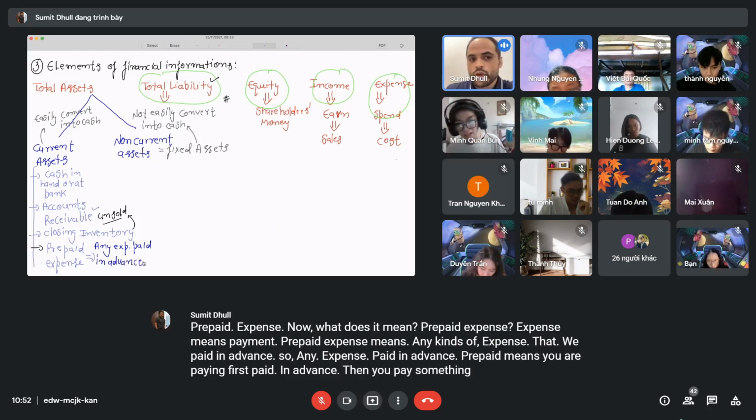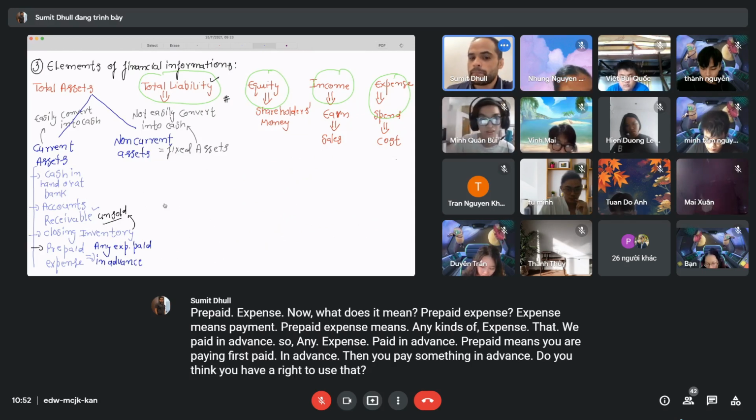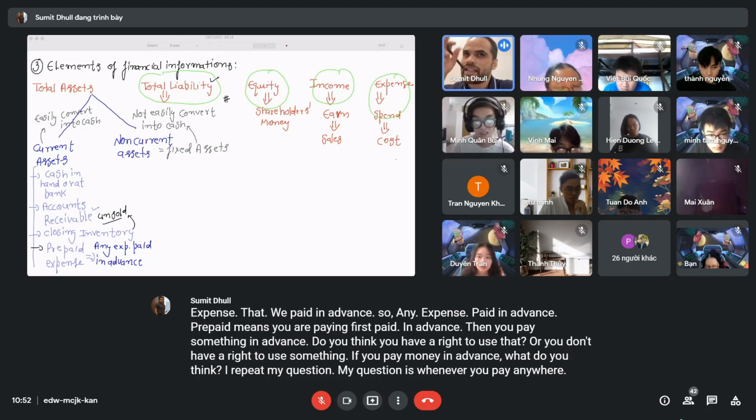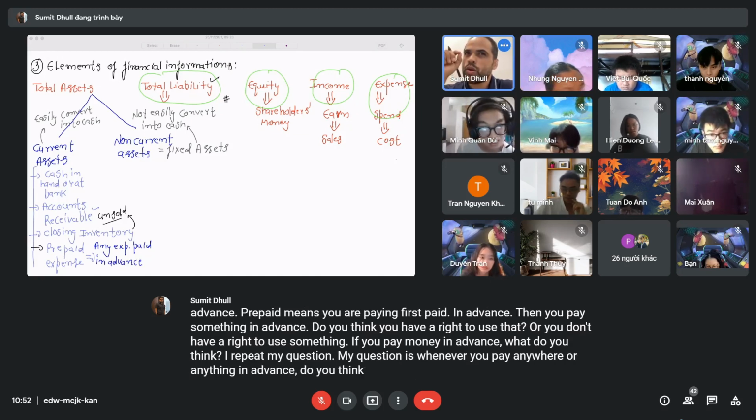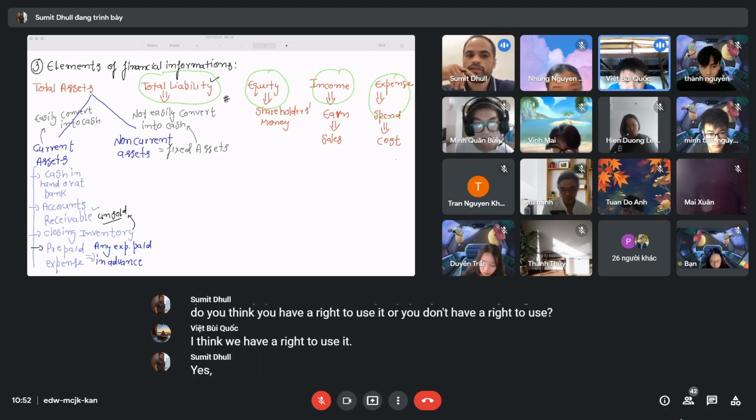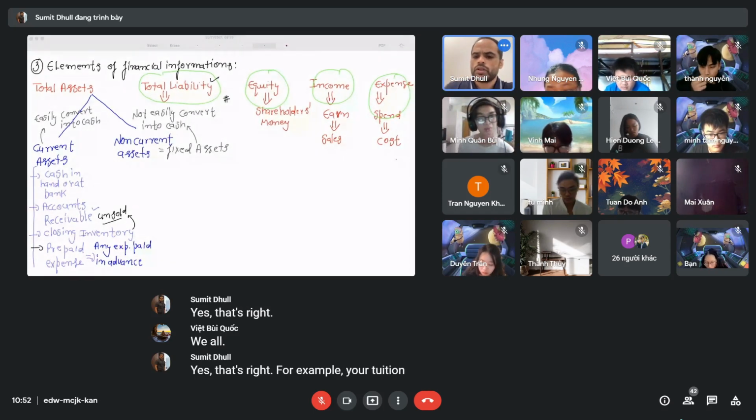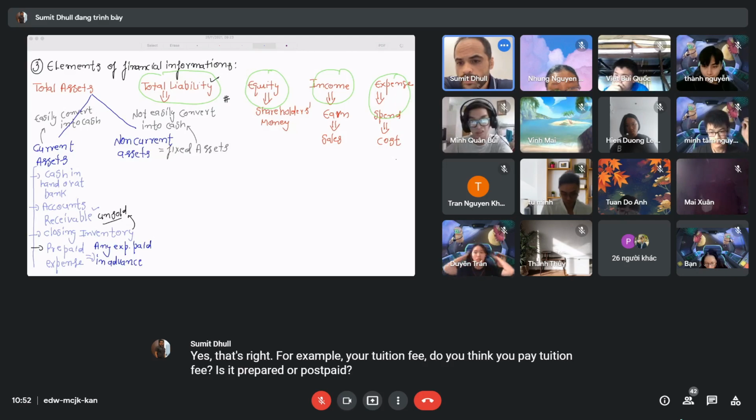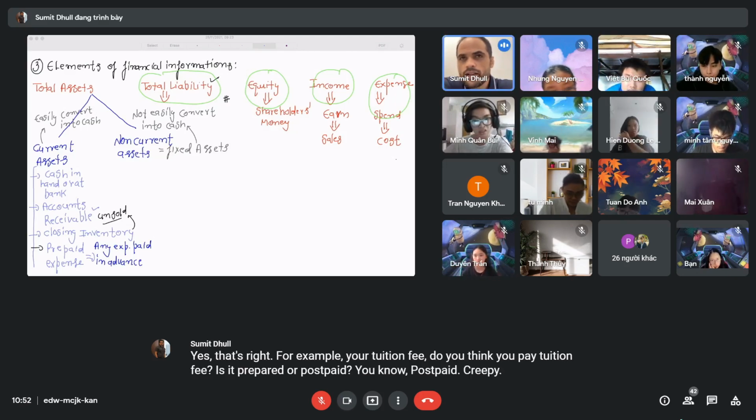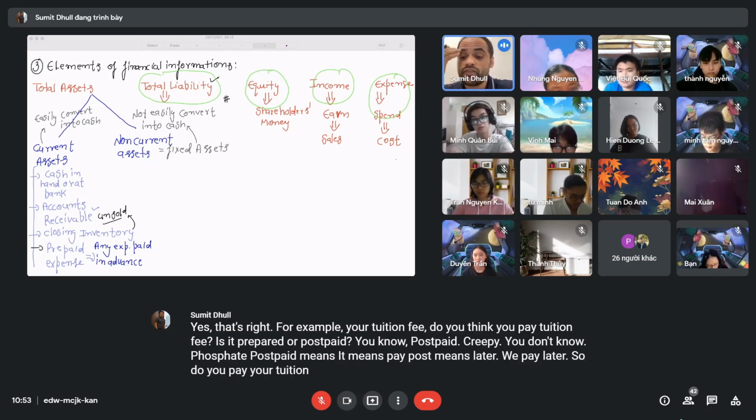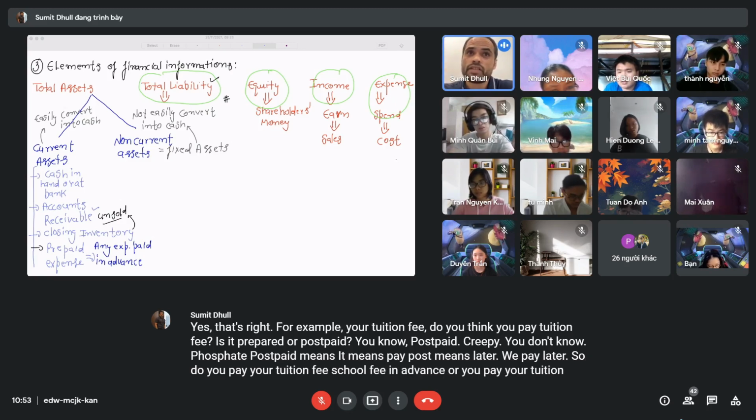When you pay something in advance, do you think you have a right to use that? Or you don't have a right to use something if you pay money in advance? What do you think? I repeat my question. Whenever you pay anywhere for anything in advance, do you think you have a right to use it or you don't have a right to use it? I think we have a right to use it. Yes, that's right. We all do. For example, your tuition fee. Do you think you pay tuition fee prepaid or postpaid? You know postpaid? Paid means pay. Post means later. We pay later. So do you pay your tuition fee, school fee, in advance, or do you pay your tuition fee after you finish the semester?